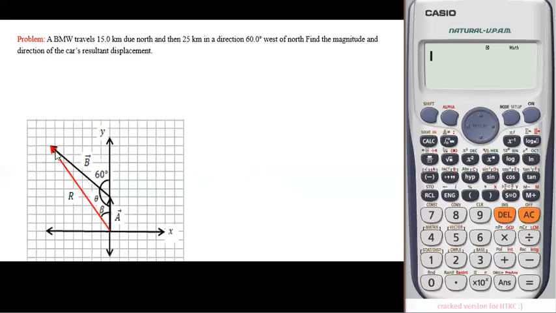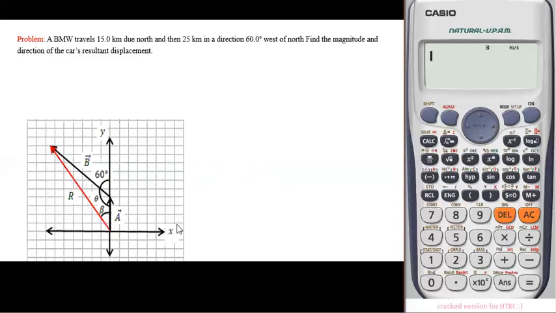Okay? 60 degrees west of north. So the angle is measured with respect to the y-axis. And then, to calculate the magnitude, you have to draw another vector from the point of origin and connect it to the head of the last vector. Now, you will notice we have a triangle here. We have vector A, vector B, and the missing side is R, what we are looking for, the resultant, or the car's resultant displacement.